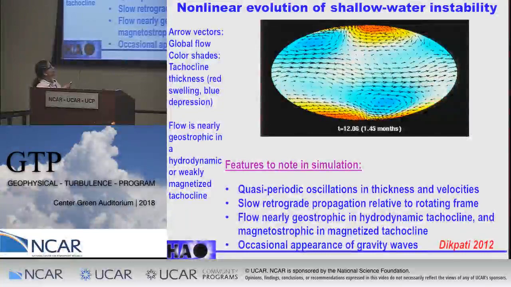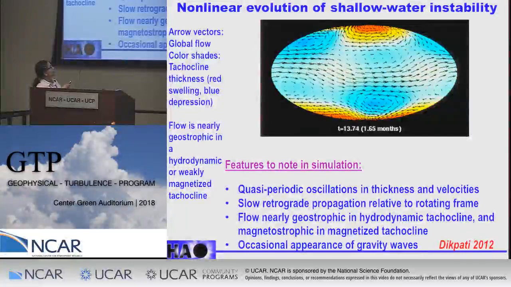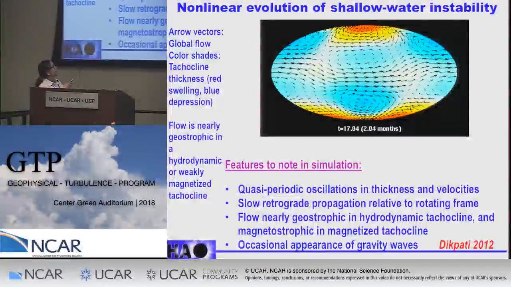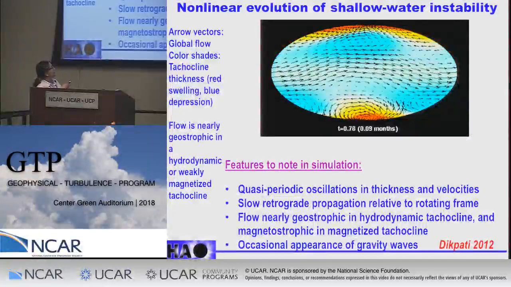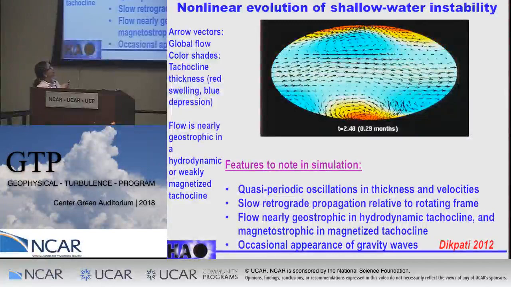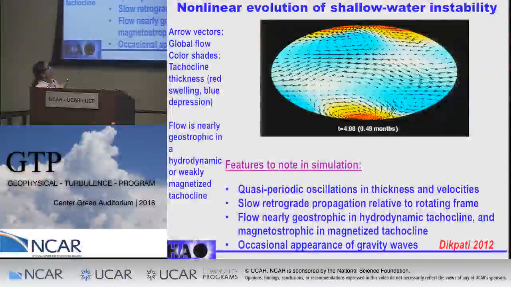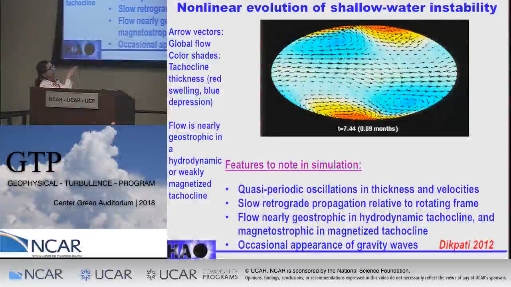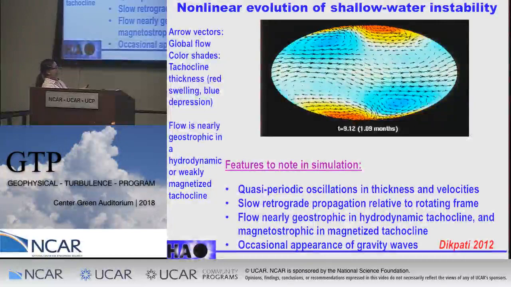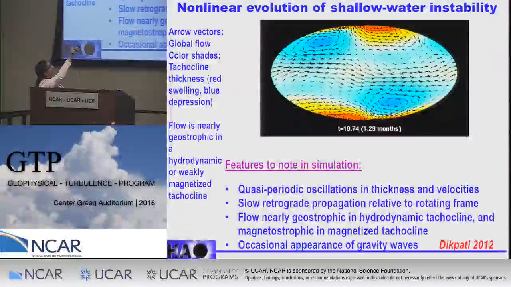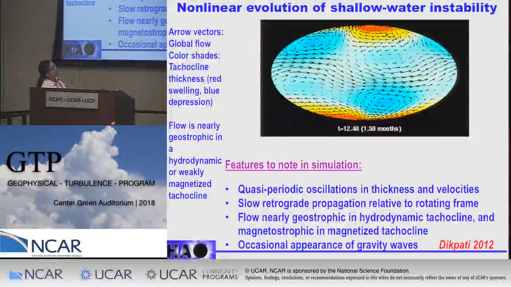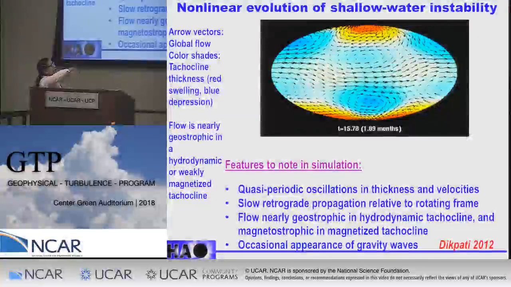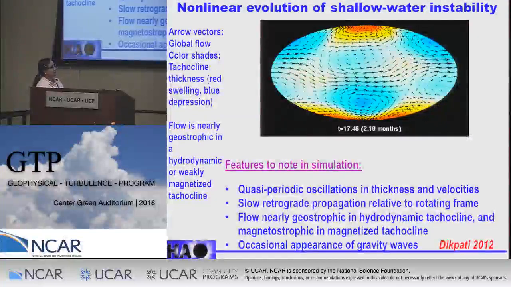And you can see that there is a quasi-periodic oscillation in the thickness and velocities, and a slow retrograde motion. And you can also see that the flow is nearly geostrophic, because the flow is clockwise at the height. Height is represented by the red contours. So the flow is clockwise at the height in the northern hemisphere, and it is anti-clockwise in the depression. So approximately it is in geostrophic balance.